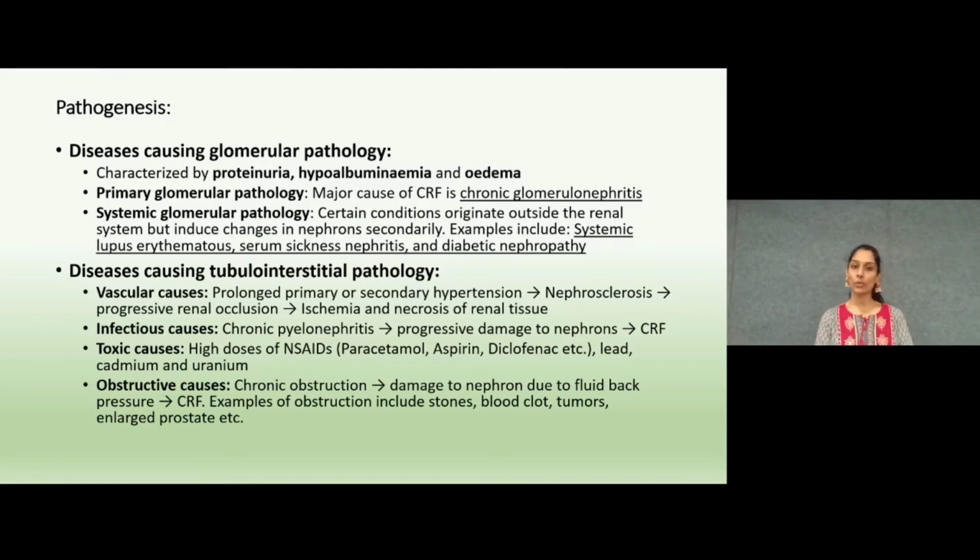Then the obstructive causes. Chronic obstruction causes damage to nephrons due to fluid back pressure, which leads to chronic renal failure, right? Examples of obstruction include stones, blood clots, tumors or enlarged prostate.